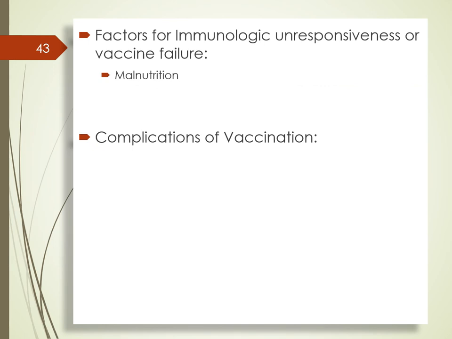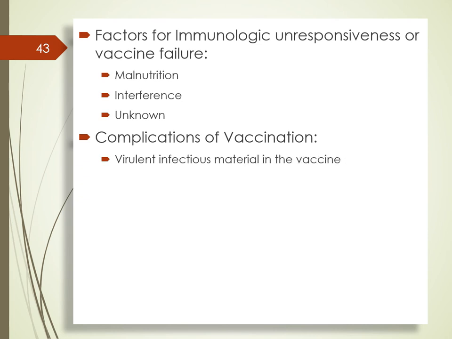Okay. So what are the factors that may cause vaccine failure? Immunologic unresponsiveness, one would be malnutrition. Next will be interference and other unknown factors. But the main factors are the instability of the vaccines and exposure to breaking of the cold chain, and wrong mode of administration. Those are the factors for vaccine failures. Interference means having other diseases that can interfere with the production of your antibodies.